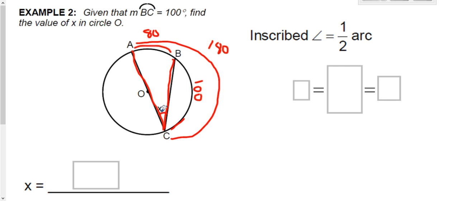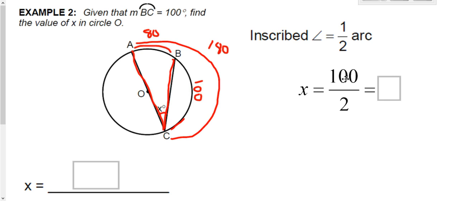So now we can solve for x, because we know that the inscribed angle, which is x right here, has the vertex on the circle, so this is an inscribed angle. x equals what? Half the arc, or the arc divided by 2. The arc associated with it is 80 degrees, its intercepted arc.